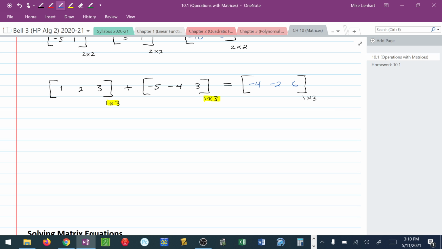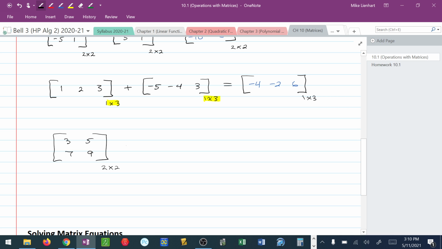What if I asked you to do something like this? What if I give you a 2 by 2 matrix? It doesn't matter what the elements are. But let's say I have 3, 5, 7, 9.